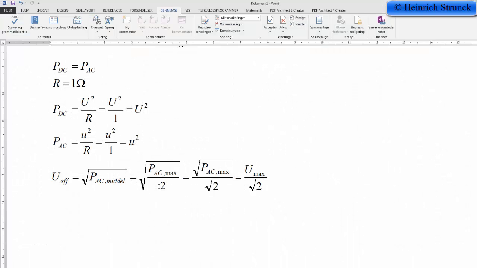And if we go back, we said that the power for AC is the voltage squared divided by resistance, and resistance is also 1 here. So also here, the power for AC is the instantaneous value for the voltage squared. And we have just calculated that in Graphmatica.